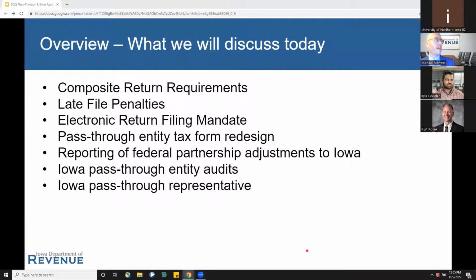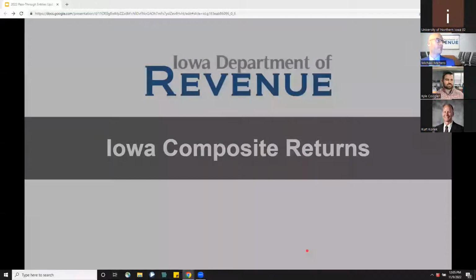So yeah, if we have time, we'll discuss those federal partnership adjustments and how they need to be reported to the state of Iowa. And then we'll also talk about some new legislation that dictates how Iowa pass-through entity audits are to be conducted.